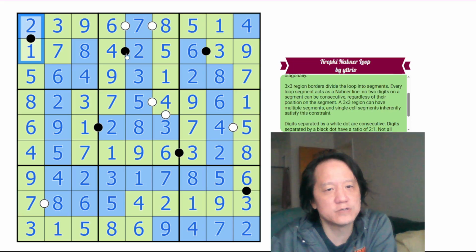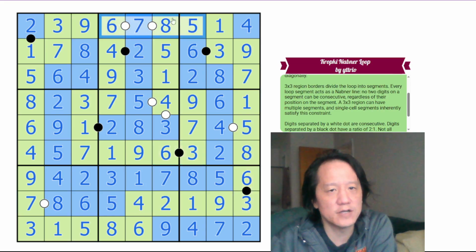1 and 2 is a 1 to 2 ratio. 2, 4 is also 3, 6. 1, 2, 3, 6, 6, 3. 6, 7, and 8 are consecutive. 3, 4, 5 are consecutive. 4, 5 are consecutive. 7, 8 are consecutive. Each Kropki dot has at least one of its pairs on the loop.